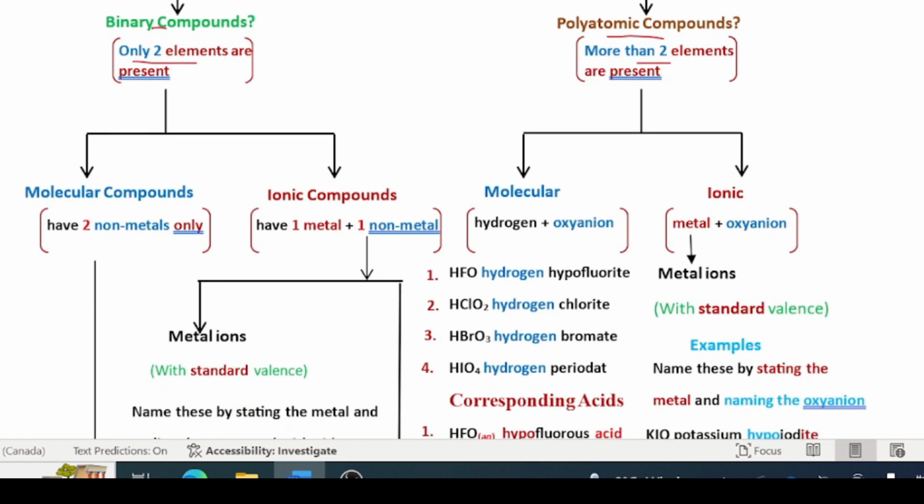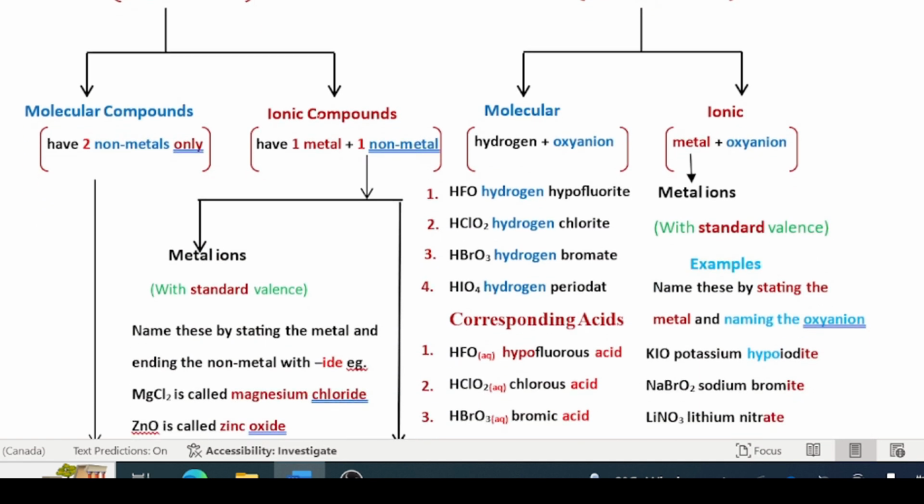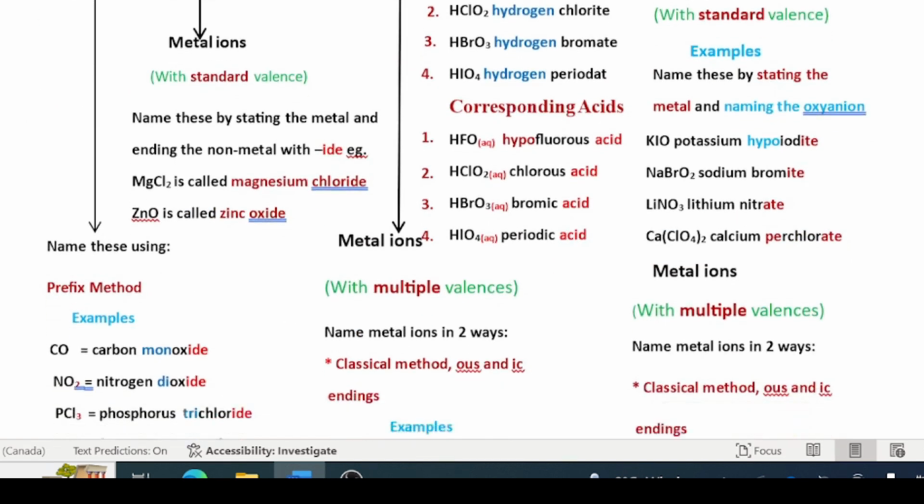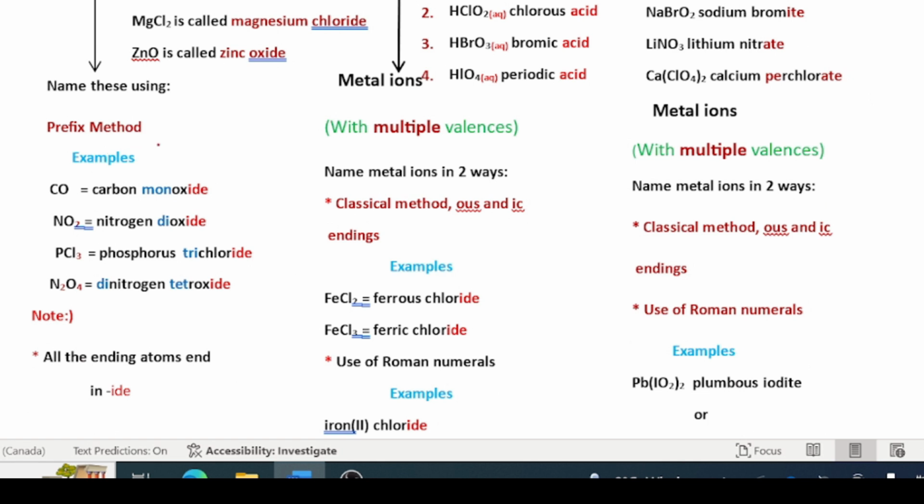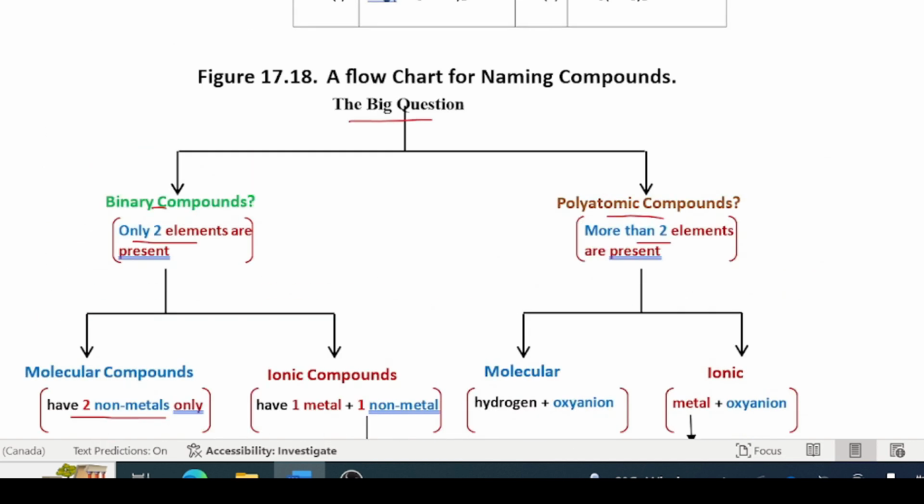If you decide it's a binary compound, then you decide if it is binary molecular or binary ionic. If it has two nonmetals only, it becomes a binary molecular compound, and you name it using the prefixes and stuff like that. This is carbon monoxide, nitrogen dioxide, phosphorus trichloride, dinitrogen tetroxide. Note they all end in "ide." Okay? All binary compounds will end in "ide." That is for binary molecular compounds.